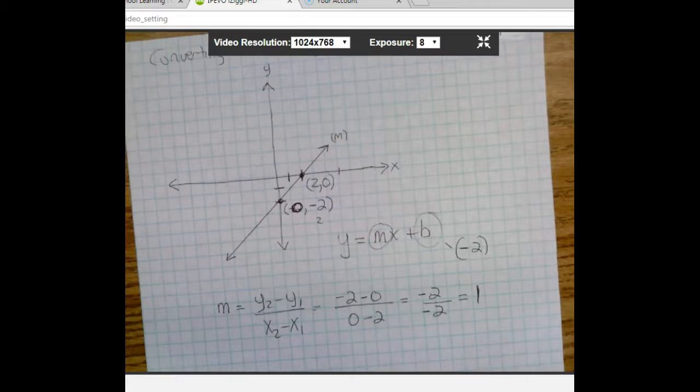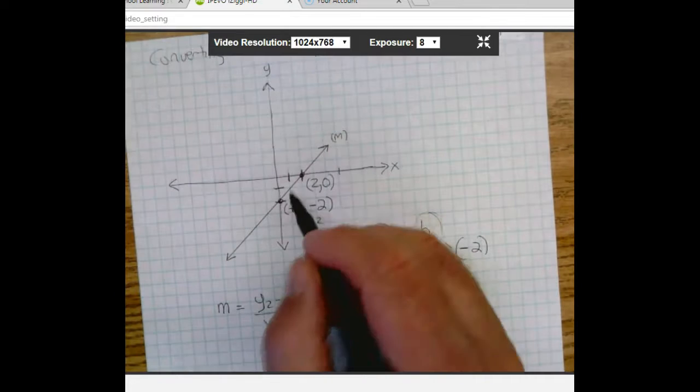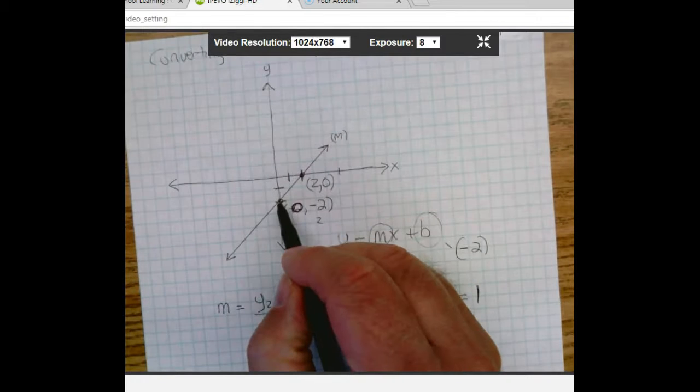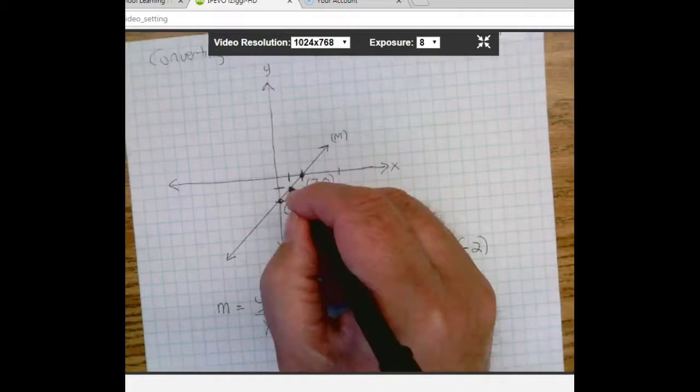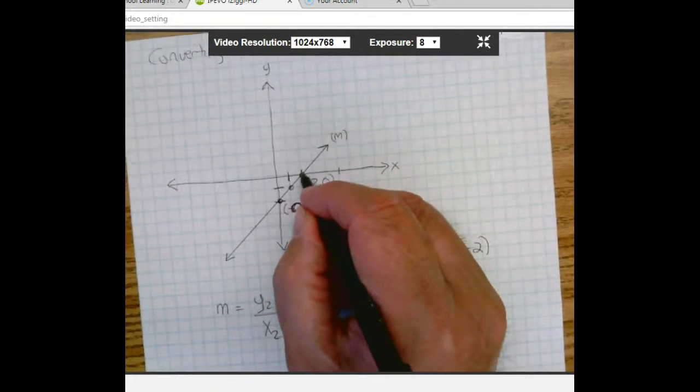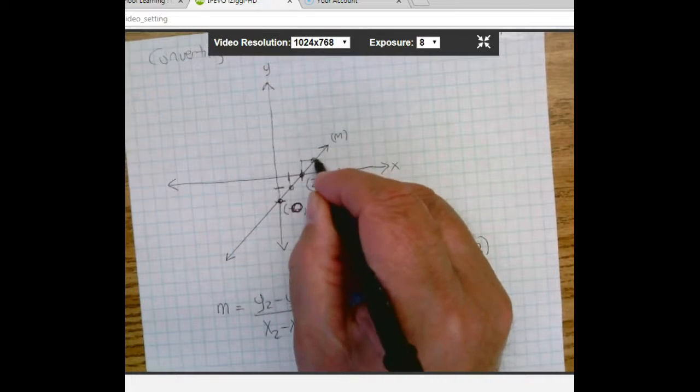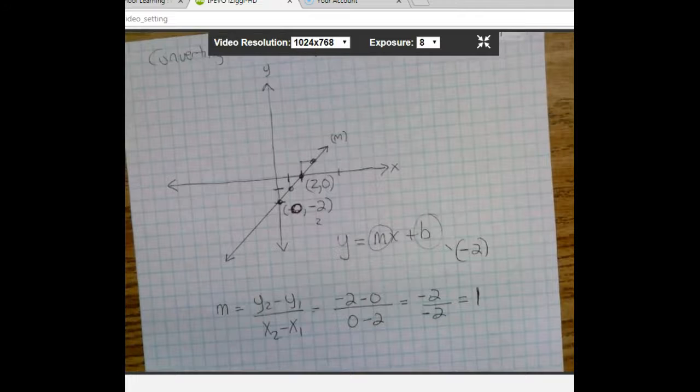So for every 1 you go up, you go 1 over. So we could check it and see, is that true? So we go up 1 over 1, it's on the line. Up 1 over 1, it's on the line. We can just keep going. Up 1 over 1, it's on the line. So that works. So that's the process.